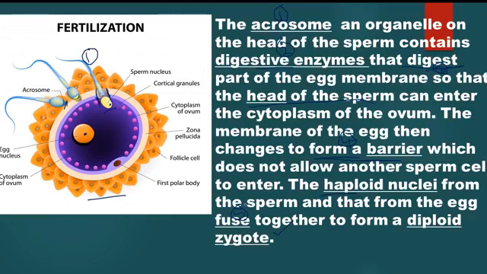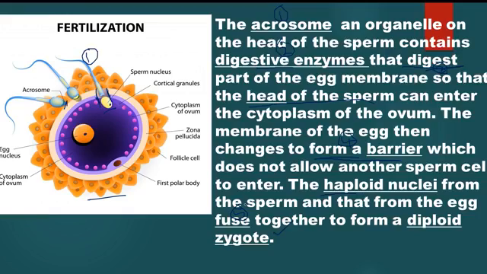Now guys, normally if I want to ask you this in an exam, we ask it for a maximum of 5 marks. The process of fertilization. Start by talking about the acrosome. What does it do? The acrosome secretes digestive enzymes. These digestive enzymes digest part of the membrane of the egg to allow the head of the sperm to enter into the cytoplasm of the egg.